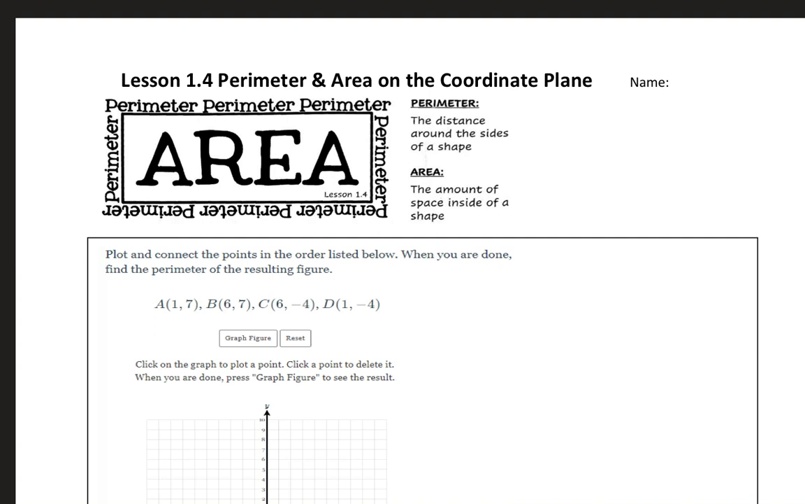Okay, kiddos, welcome back. Now we're going to be moving on to lesson 1.4, talking about perimeter and area on the coordinate plane. Okay, so let's get right into it.